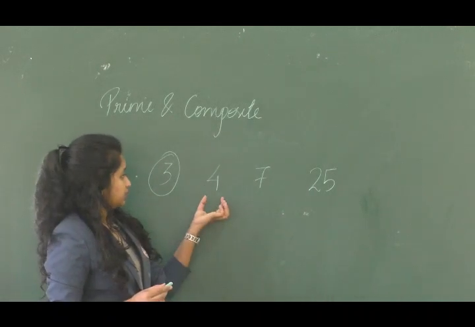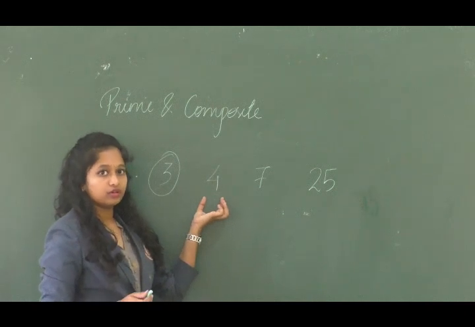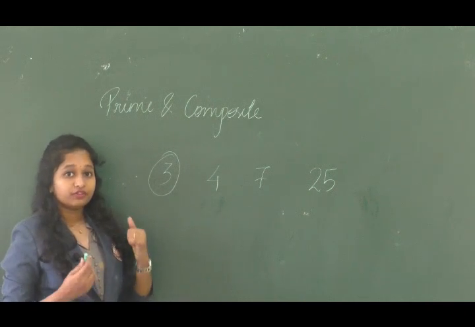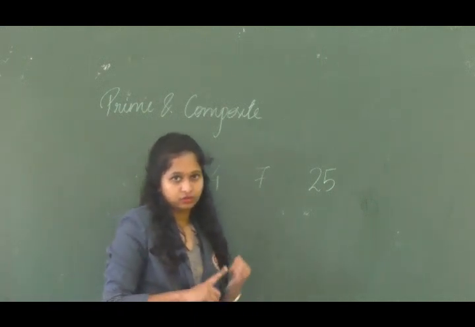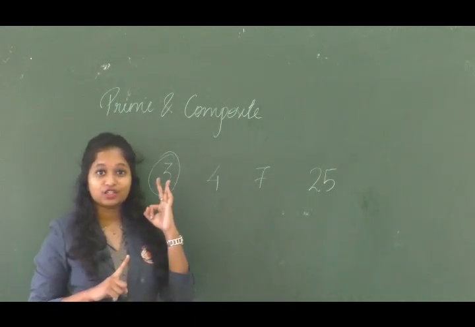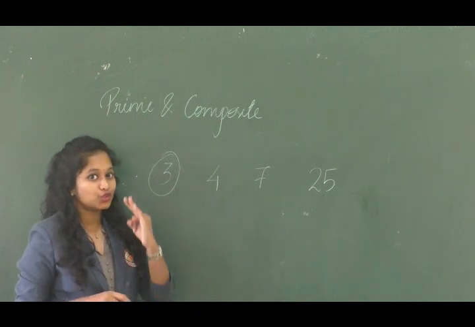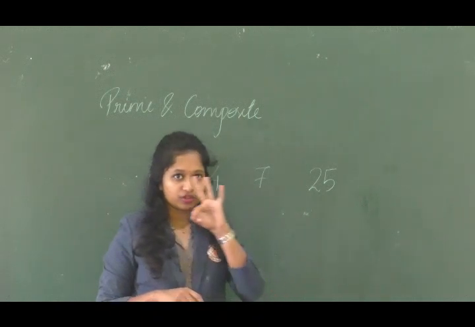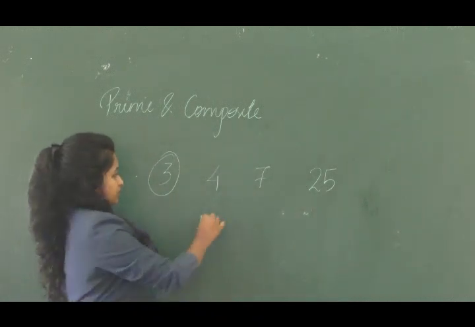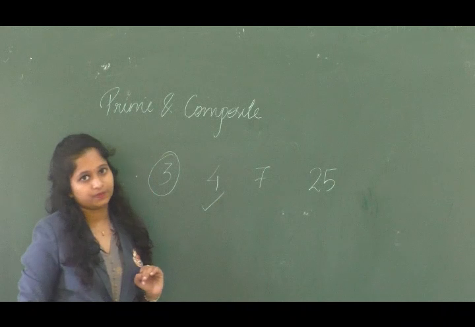Next, let's see the next number, which is 4. What are the factors of 4? 1, 4 and 2. 2 into 2 is 4. So there are 3 factors. It's more than 2. So this is a composite number.